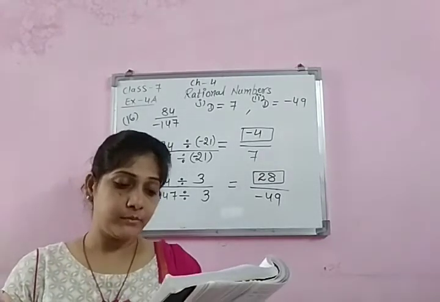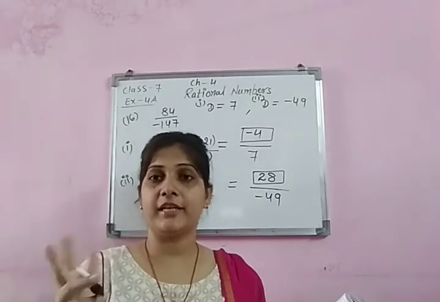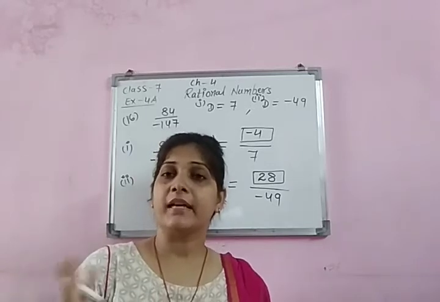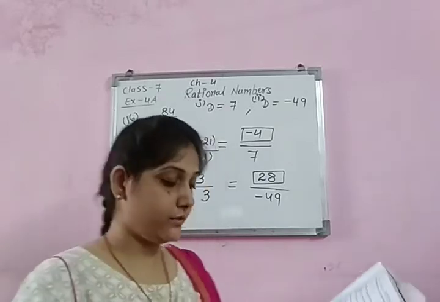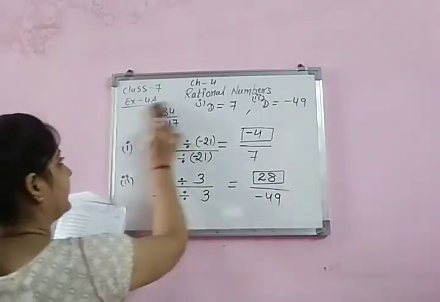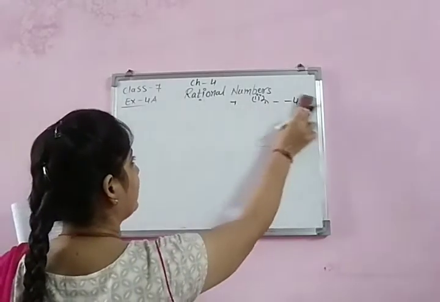Now I'm sharing how we can tell, if two rational numbers are given to us, whether they are equivalent or not. So let's see that procedure also. So question number 19 and question number 21 are based on that.